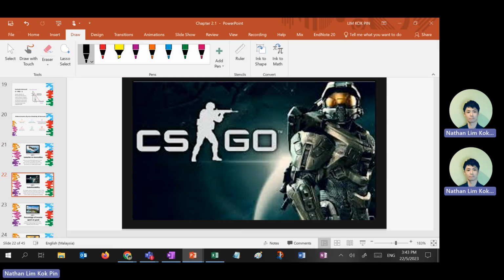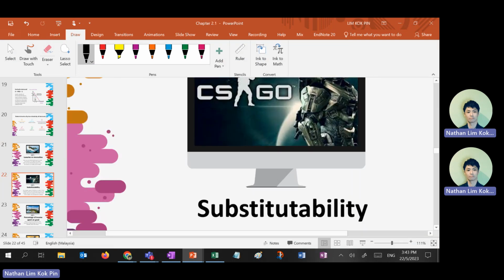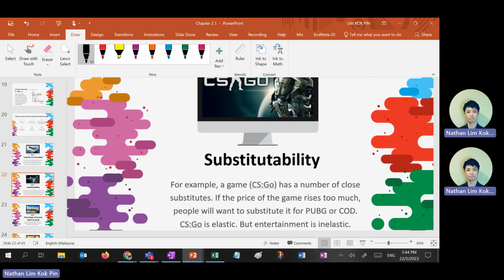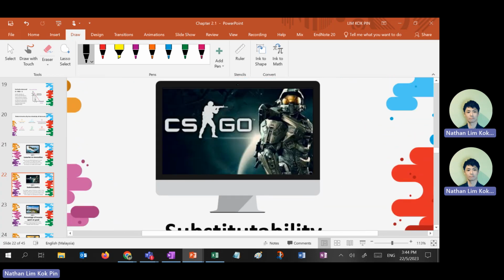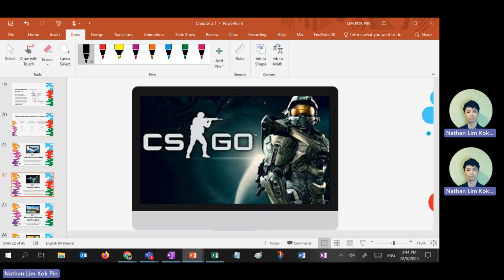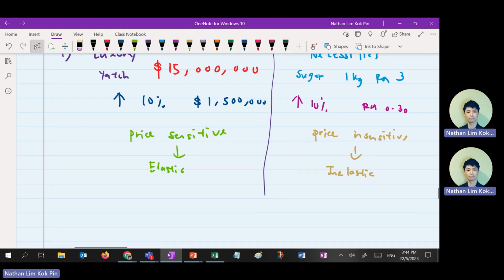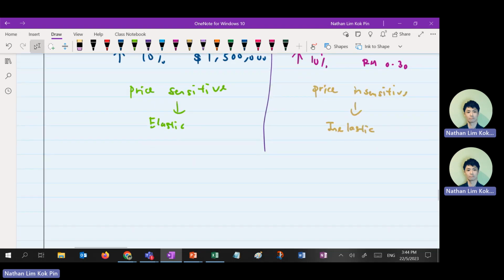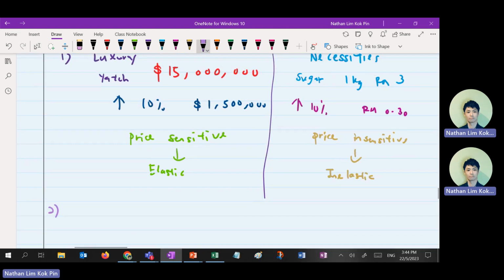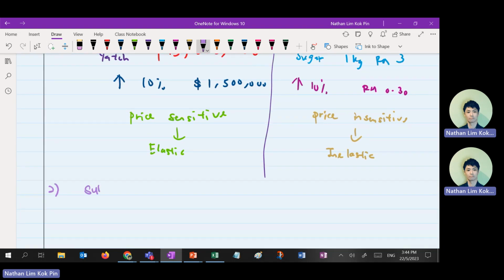Second one is substitutability. Right? Whether it has substitutes or not. For example, CSGO. You all know CSGO, right? Anyone don't know what CSGO is? What is the substitute for CSGO?